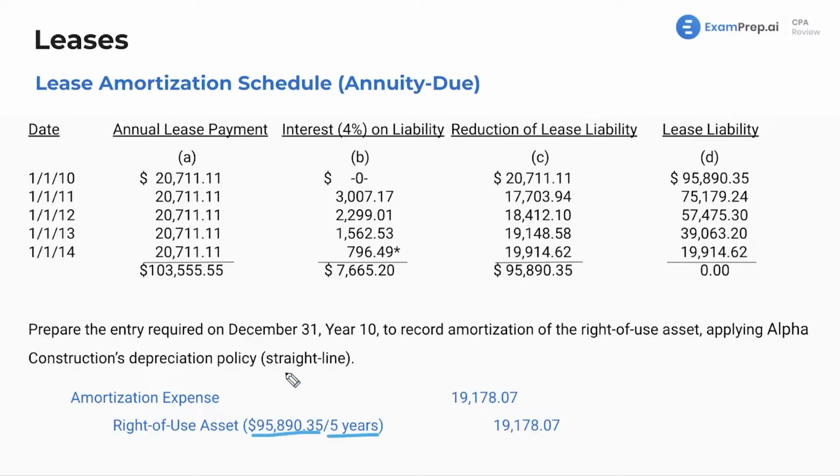We are going to do this journal entry 5 times, at the end of each period. So December 31st of each period, this is essentially depreciating, right? Depreciation expense and accumulated depreciation, similar process here, but we're just amortizing. So amortization expense for $19,178, and we decrease the asset, the right of use asset, by the same amount.